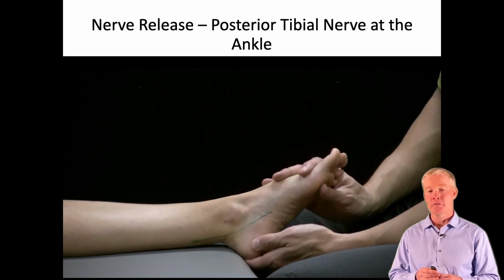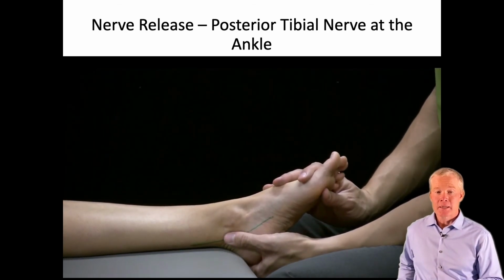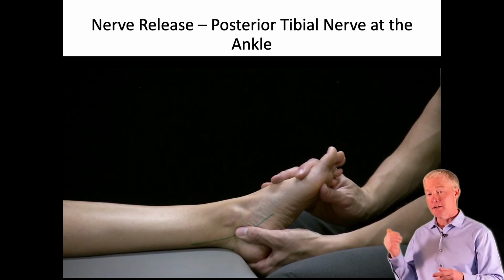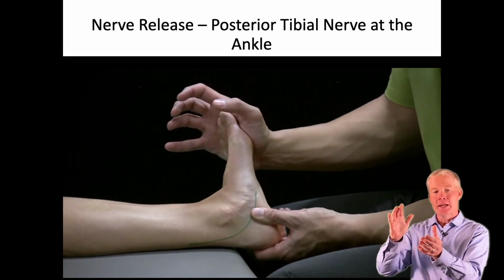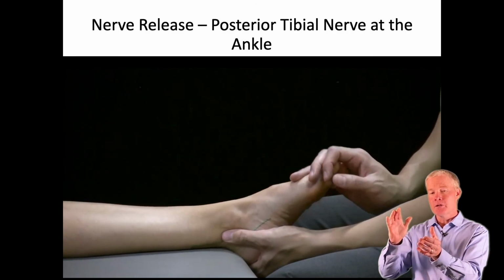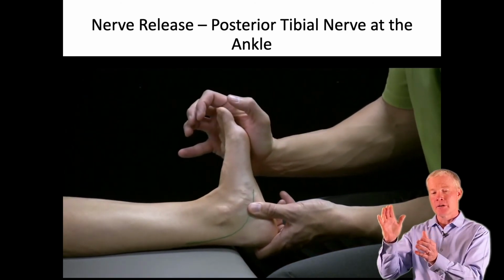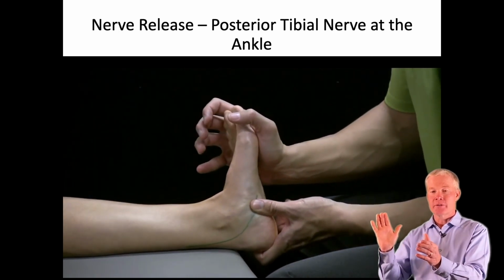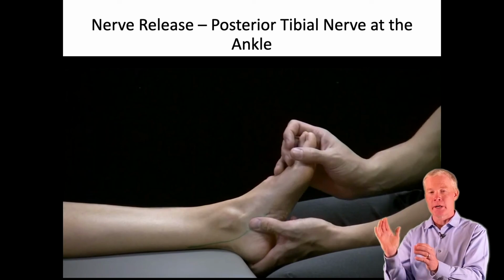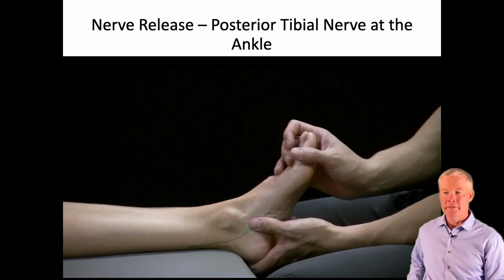We can also do a nerve release at the posterior tibial nerve. So the way that this nerve release works is, you can see the nerve drawn in green here, we're going to take that patient's foot into dorsiflexion as we take our thumb from very near where it is right now on that posterior tibial nerve and run it upwards towards the calf. So we're dorsiflexing the ankle at the same time we're running our thumb along the course of that nerve.